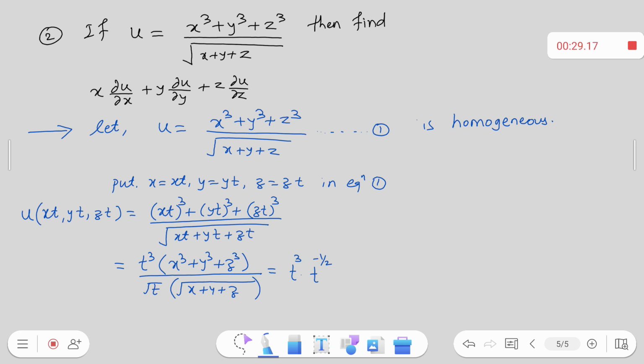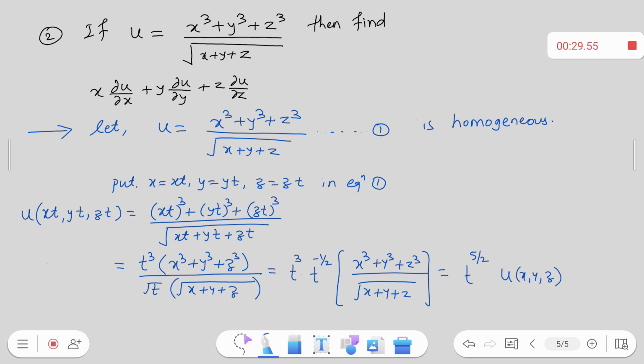1 upon t to the power half becomes t to the power minus half, into (x cube plus y cube plus z cube) upon root of (x plus y plus z). When the base is the same, take the addition of the powers. So 3 minus half, 3 minus half, gives t to the power 5 by 2 into u of x, y, z.